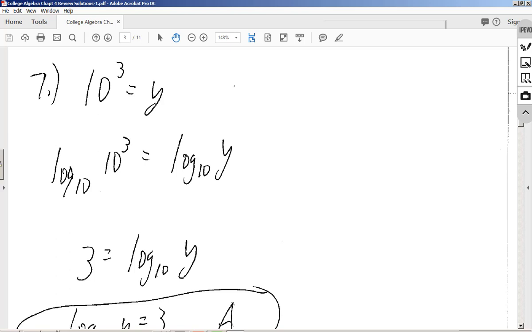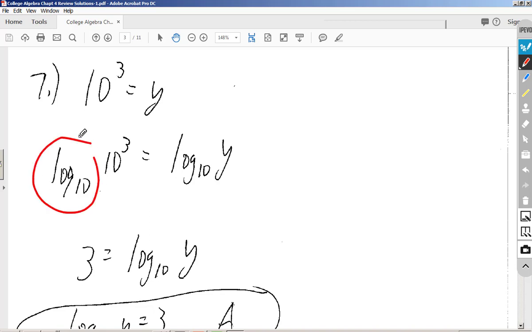Okay, number 7. Number 7 says write the equation in its equivalent logarithmic form. So again, there's 2 ways that you can do this one. If you want to, you can do it the way we did later in the chapter, when we were solving them, that the opposite of a base 10 is log 10. So I can log 10 both sides. And when I do that, notice it's the opposite of a base 10, so those are going to cross out. So you just end up with 3 all equals log base 10 of y. So we can do that directly. That's how we're going to do it later on in the chapter.